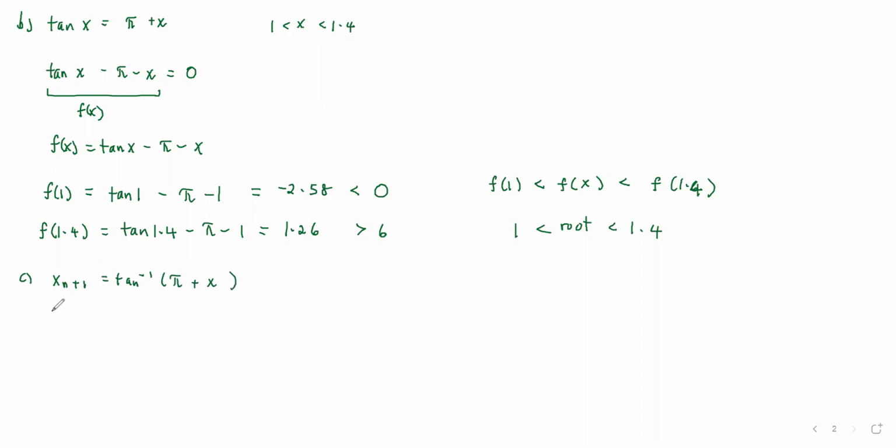So for this case, we must start with an estimation. We know that the root is in between 1 and 1.4. The x naught that we use could either be 1 or 1.4. Now look at the f of x value. 1.26 is closer to 0 than negative 2.58. So we are going to let x naught be 1.4. Your result will converge much faster.